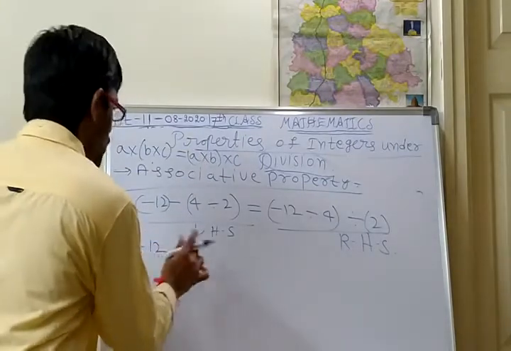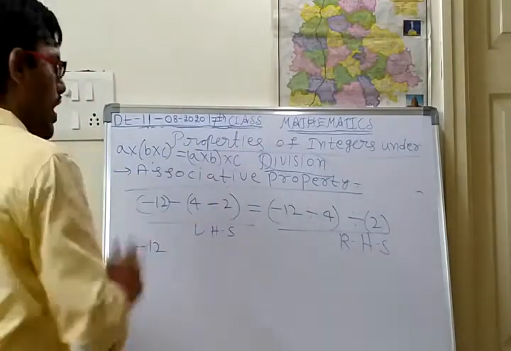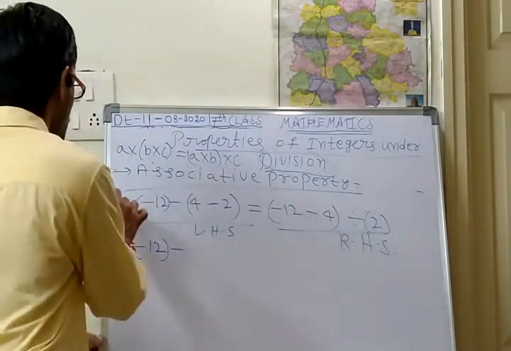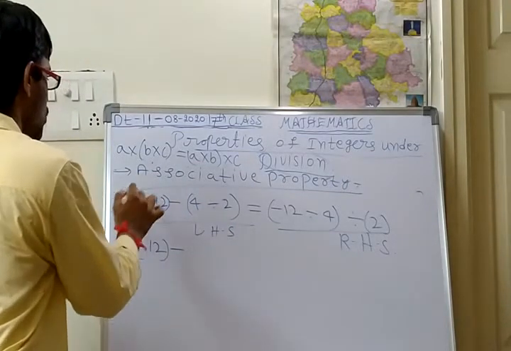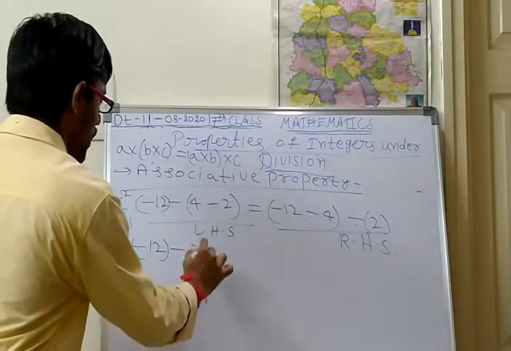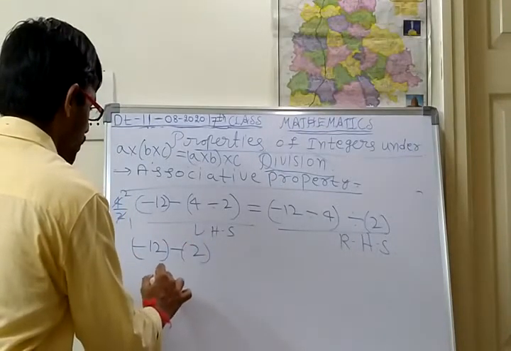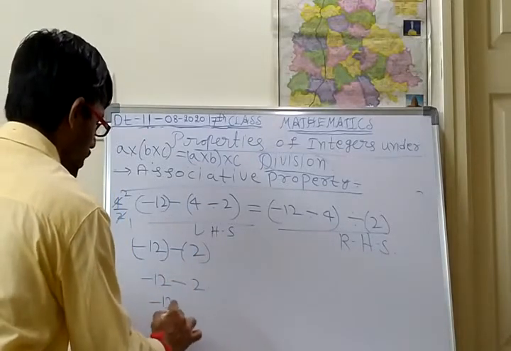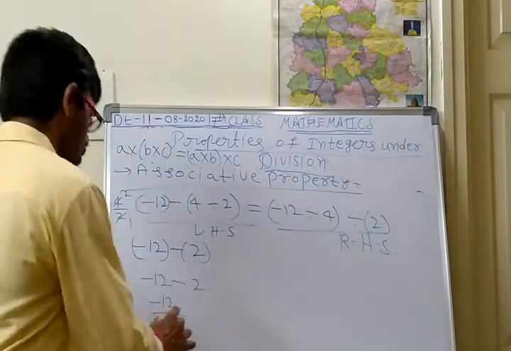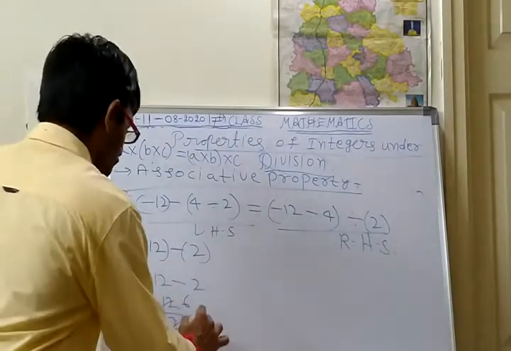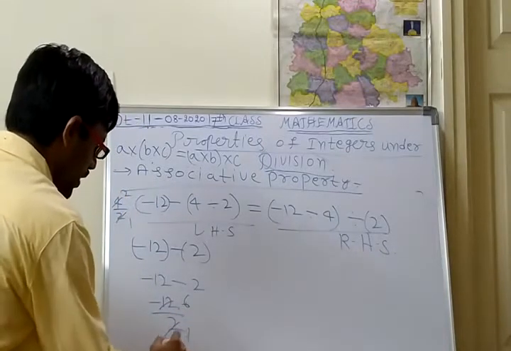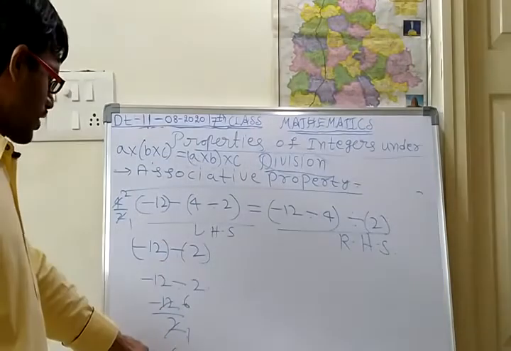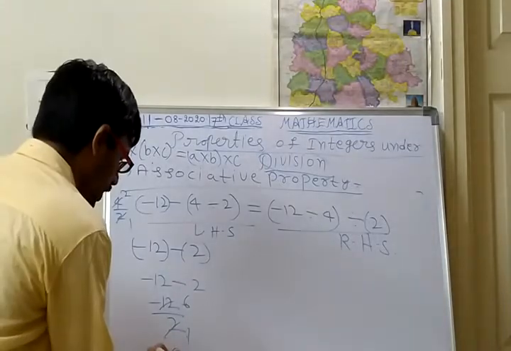First we are doing only the RHS part. Minus 12 as it is, divided by 4 divided by 2. That means 4 by 2. 4 by 2 means 2 ones are 2, 2 twos are 4, so 2 by 1 is 2 only. Minus 12 divided by 2. That means minus 12 by 2: 2 sixes are 12. So the result is minus 6 by 1, that is minus 6. Here why did I keep minus? In the numerator minus is there, so for the result you should keep a minus symbol.